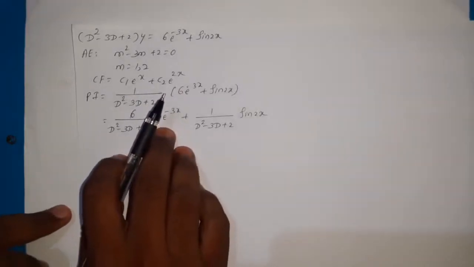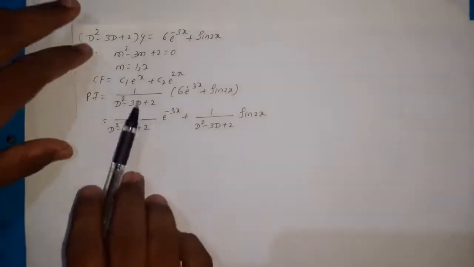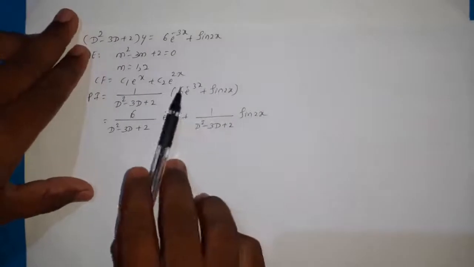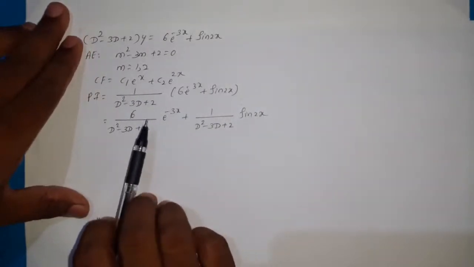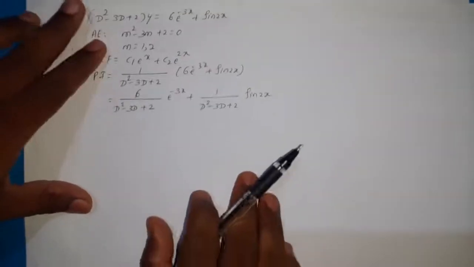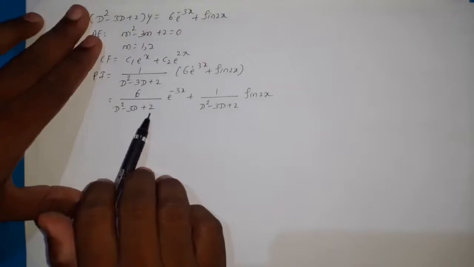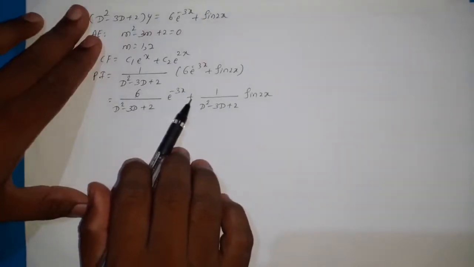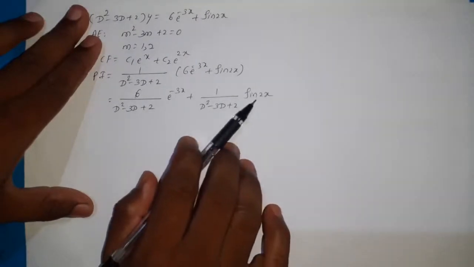And now particular integral. So here in RHS we have two functions. One is 6 e power minus 3x and sin 2x. So here 1 divided by f of D into that function, and now split the function f of D for each and every function separately. Now it is 6 divided by D square minus 3D plus 2 e power minus 3x plus again 1 divided by D square minus 3D plus 2 into sin 2x.